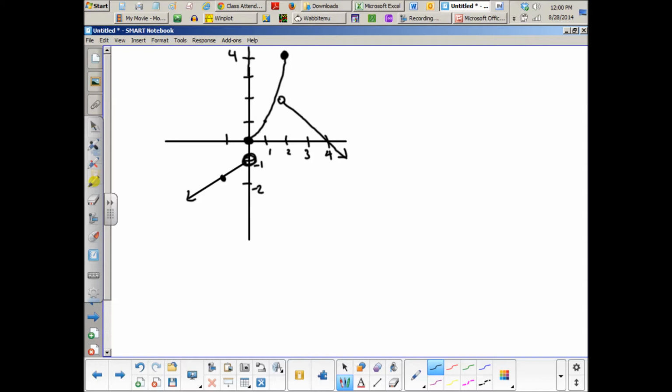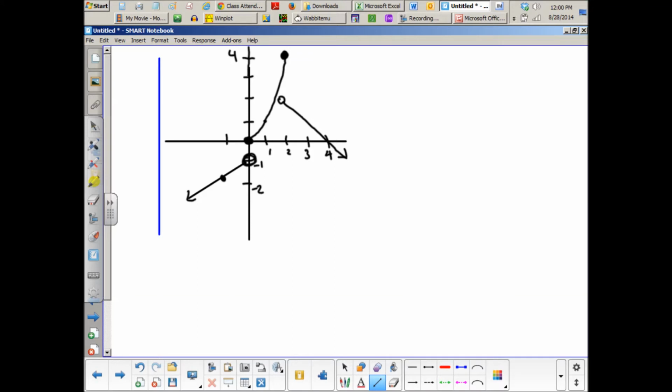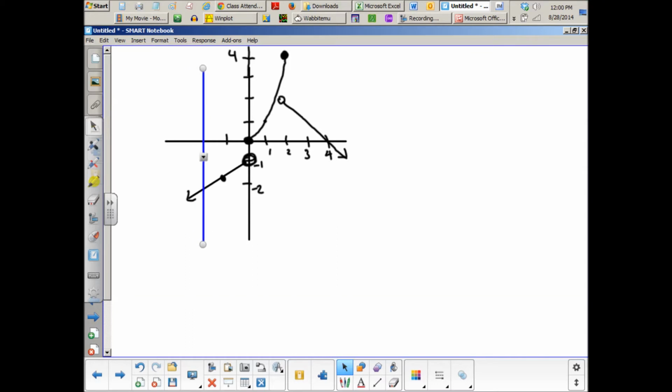So what is this thing? Well, first of all, is it a function? That's an important question. Maybe it's not even a function. How do you test that? Vertical line test. Okay, so what you do is you draw a vertical line, and you just slide it along. If it ever contacts the graph more than once, then it's not a function.